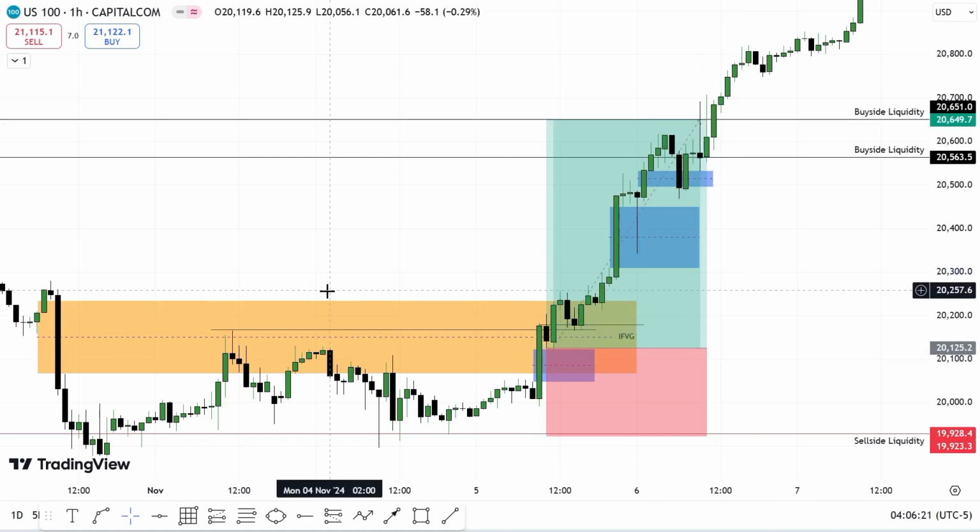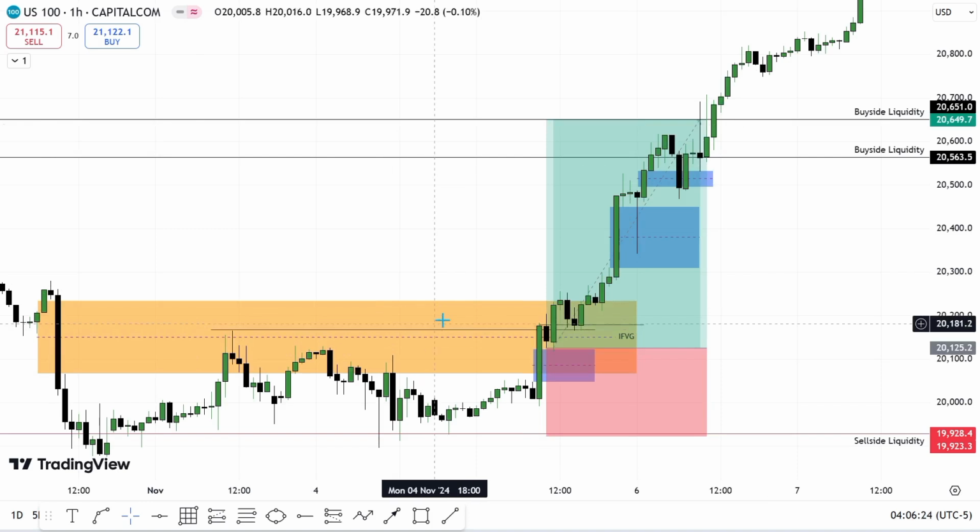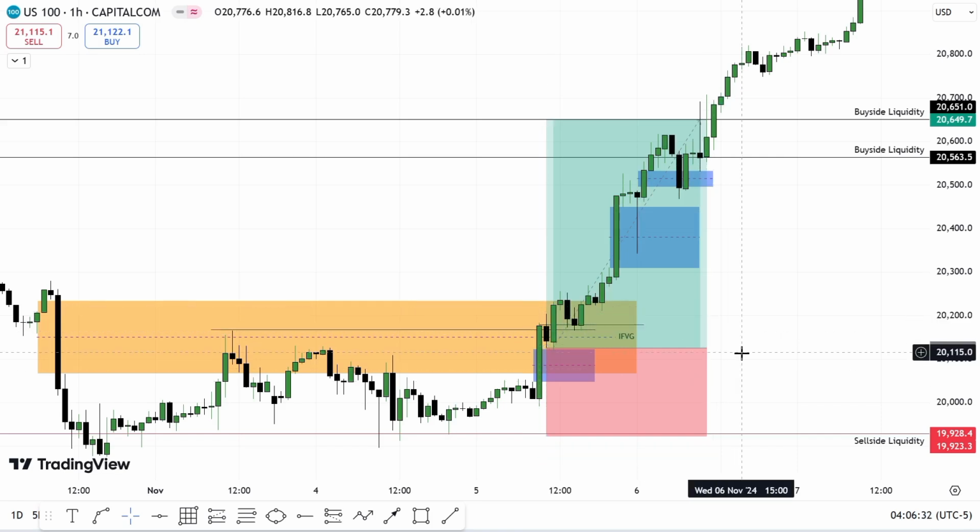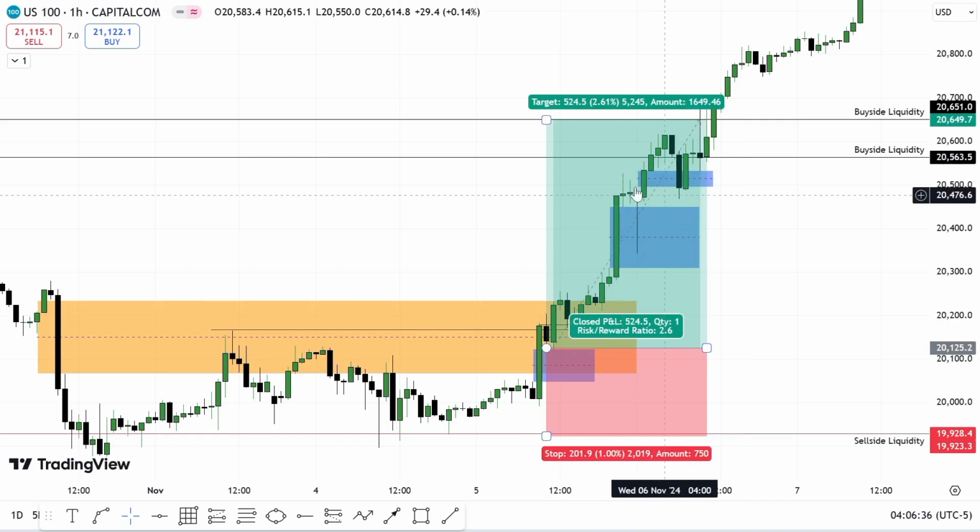Remember what I said, that this inversion fair value gap here validates a change in state of delivery. So that's how you trust that we've left a seller's program to a buyer's program. So this was how this trade here was built.